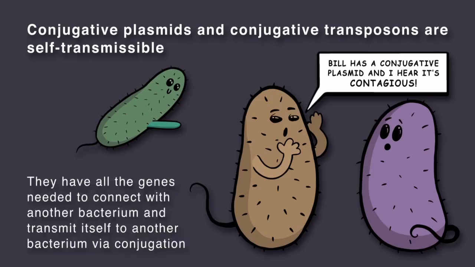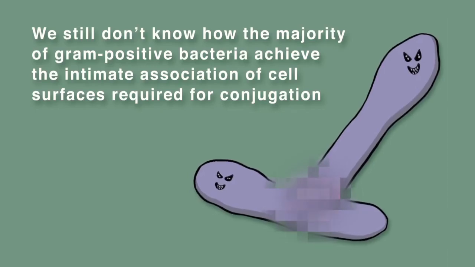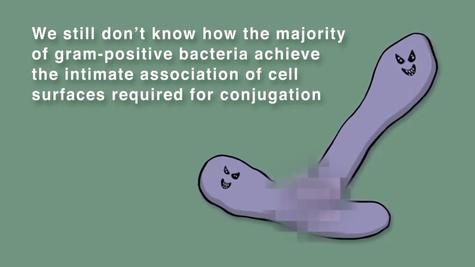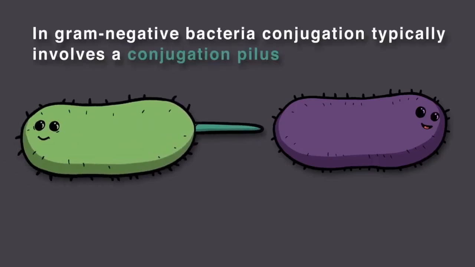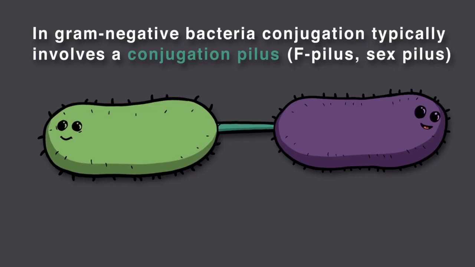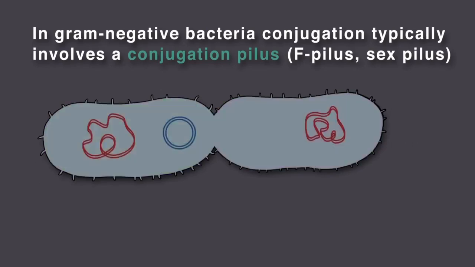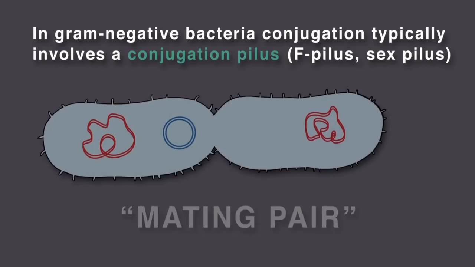In other words, it has all the genes needed to connect with another bacterium and transmit itself to that bacterium via conjugation. We still don't know how the majority of gram-positive bacteria achieve the intimate association of the cell surface required. However, in gram-negative bacteria, this typically involves the conjugation pilus, also known as the F pilus or sex pilus. The conjugation pilus binds another bacterium, then retracts to pull the two cells together. Once a bridge is formed with an opening between the two bacteria, they are now called a mating pair.